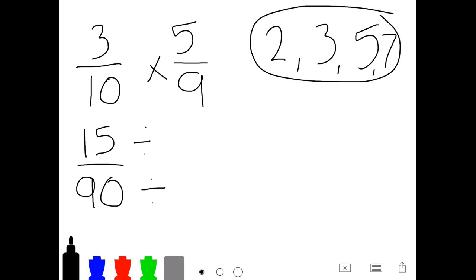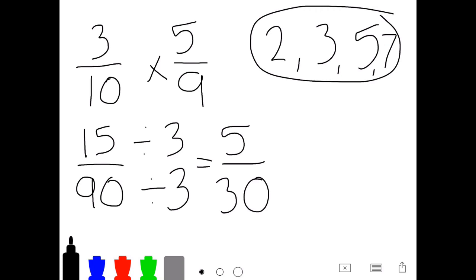3 does fit into both of these evenly, so I'm going to do 15 divided by 3 and 90 divided by 3. So 15 divided by 3 is 5. 90 divided by 3 is 30. And we get 5 over 30.